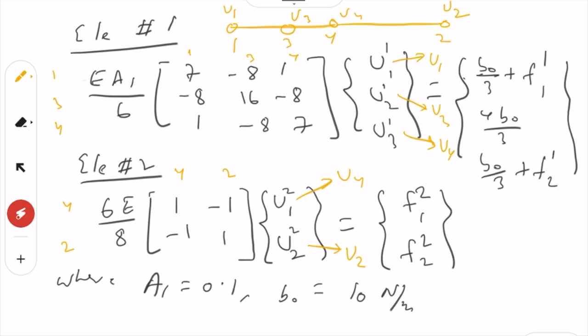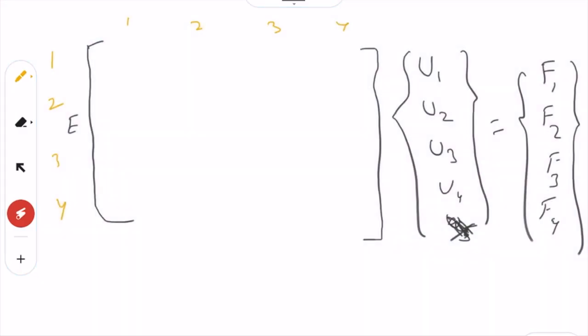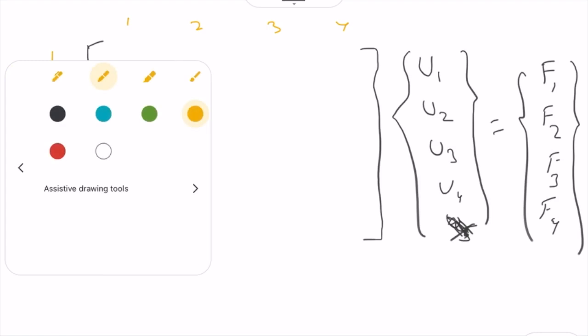So let's see 1 1. We have 1 1 here, 1 1 here, then 1 2, 1 2 is not there. So 1 3 is here, 1 4 is there. So there is no other contribution here. So first row comes entirely from this one only. So we get 1 3 4, 7 minus 8 1, but we have to multiply it by 0.1 because of A1 and 6 divided by 6. So 0.7 divided by 6, 0.8 minus 0.8 divided by 6, 0.1 divided by 6, and so on. And that would be in 1 3 4.